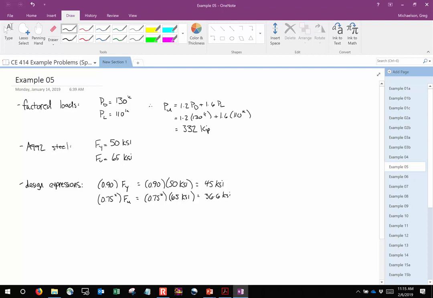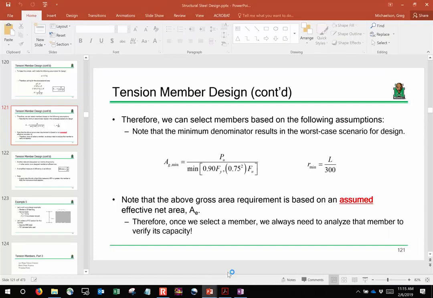Okay. Now, why did I do that computation? Because our gross area limit says that we take our factored load and we divide it by the minimum of those two. Okay? Why the minimum? Because that's going to be the worst case scenario. Okay?